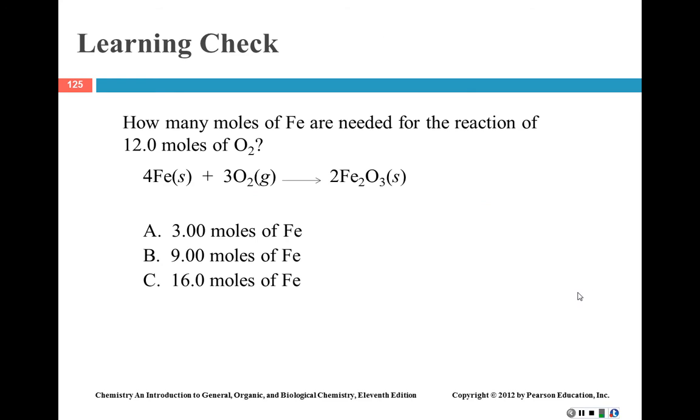So here's our example. Put it on hold. Go ahead and try this on your own. This is already balanced for you. And so let's see if you can calculate how many moles of iron are needed for the reaction of 12 moles of oxygen. Well, that means that what we're given is what? 12 moles of oxygen. And so what we need is what? Moles of iron.